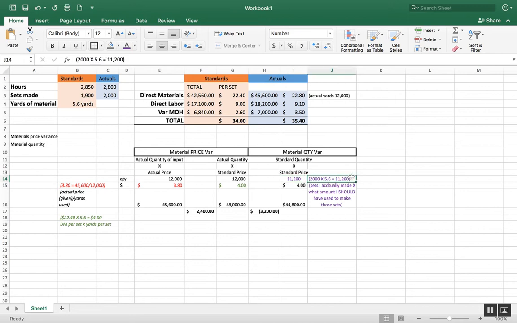So quite frankly, you should have only used 11,200 yards making that many sets. So that's where that comes from. And then do you see how the standard price doesn't change from here to here? All right, so that same amount of $4, which was the direct materials per set, divided by how many yards per set. So I explained that.